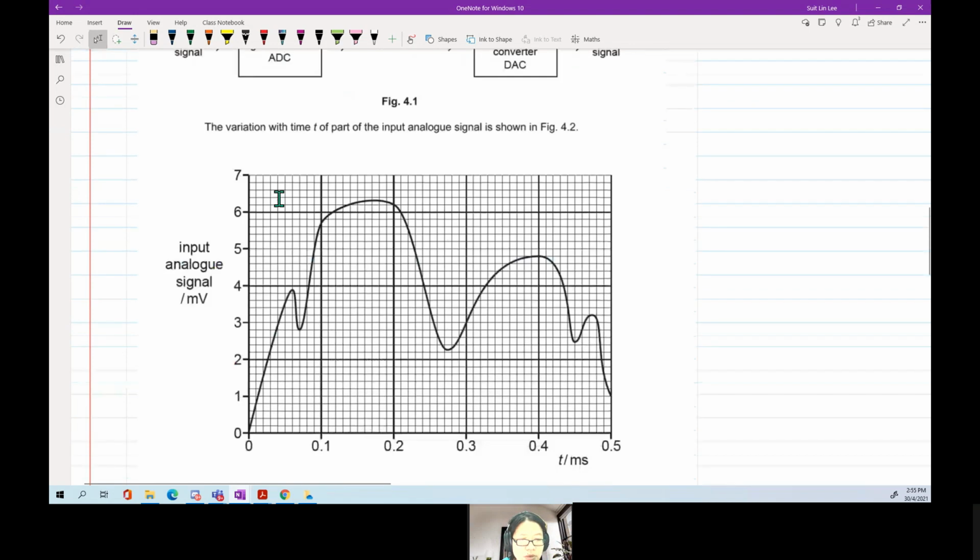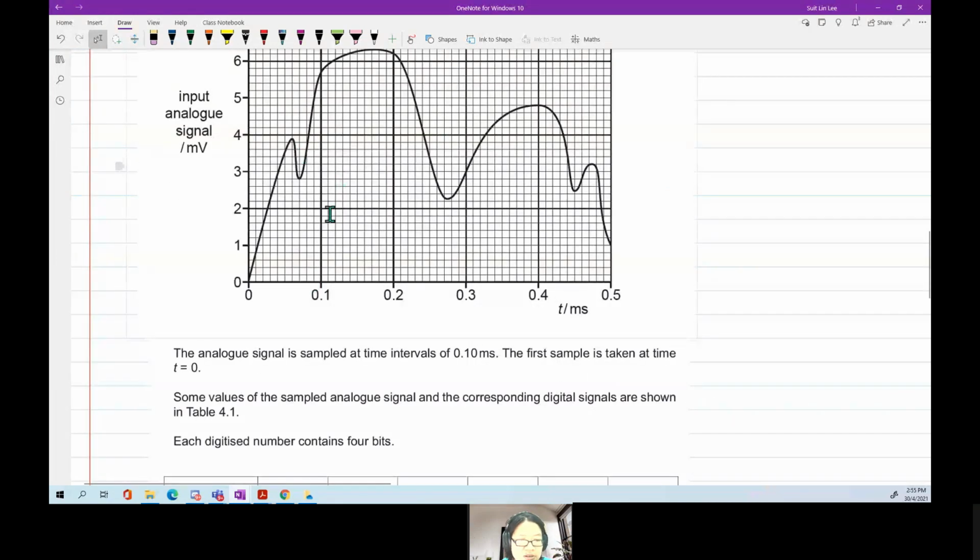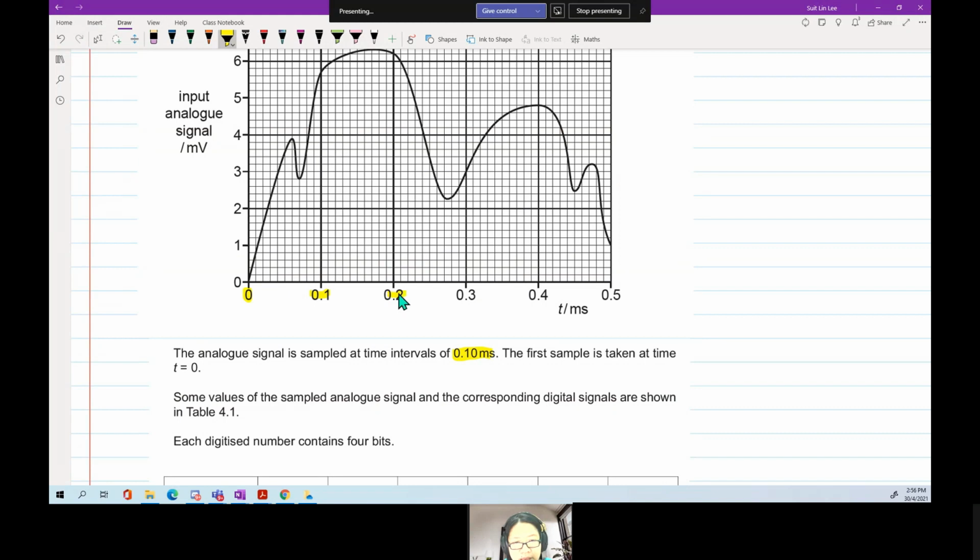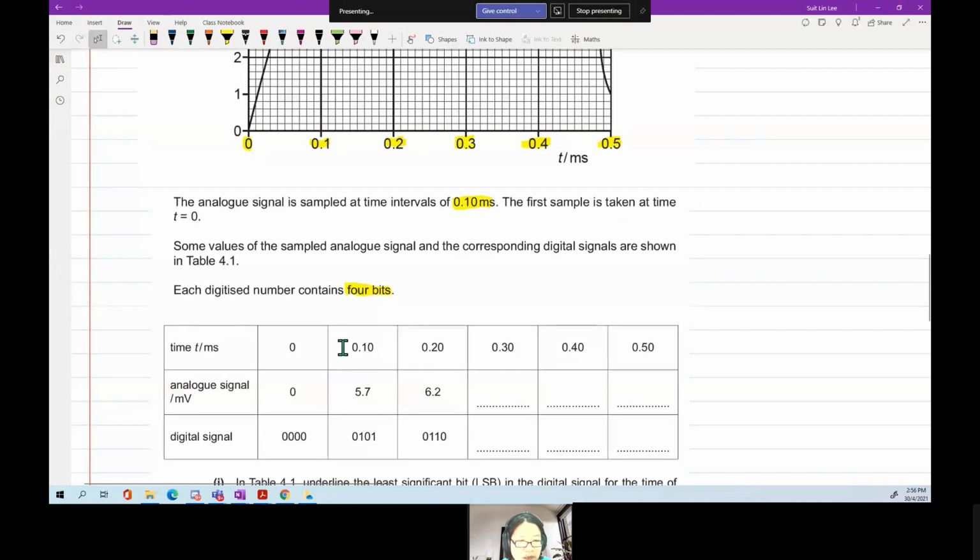So now we're going to continue. This analog signal is sampled at the interval of 0.10 millisecond. That means I sample one time here, sample one time here. Every 2 big boxes, I sample once. Some value of the analog signal and the corresponding digital signal is shown in the table. Each digitized number contains 4 bits. Okay, so this is the analog signal.